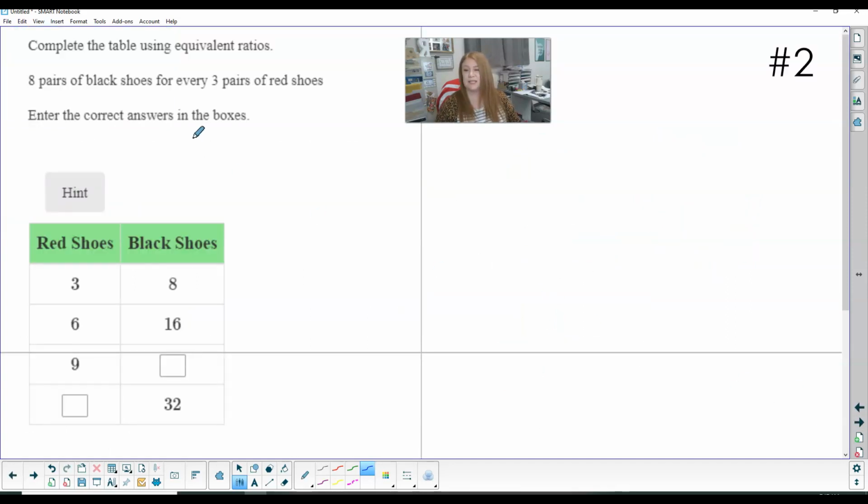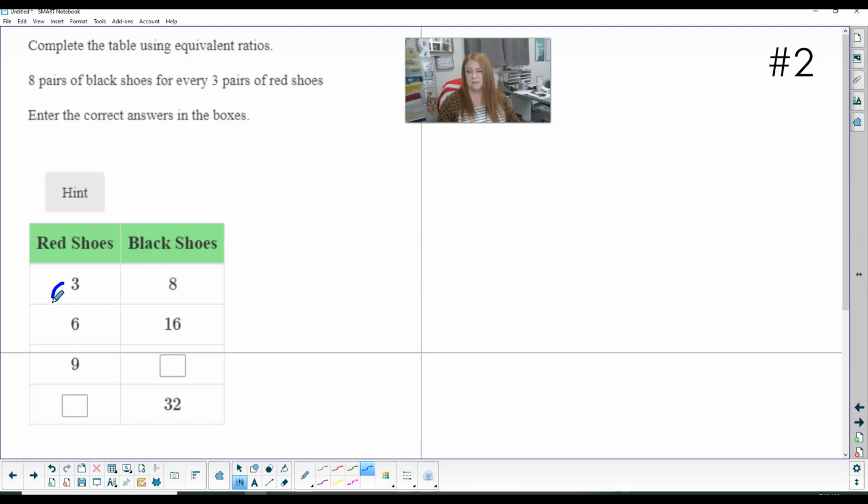So number 2 wants us to complete the table using these equivalent ratios. So what we do know is that for every 8 pairs of black shoes, we have 3 pairs of red shoes. So 8 pairs of black shoes, 3 pairs of red shoes. We know we have 16 pairs of black shoes, 6 pairs of red shoes.